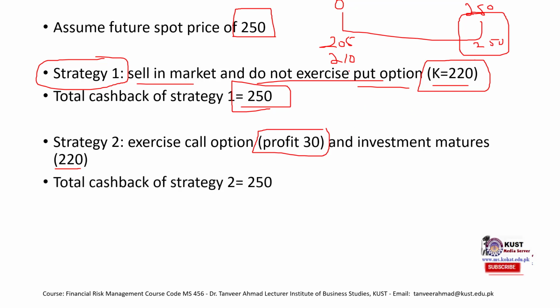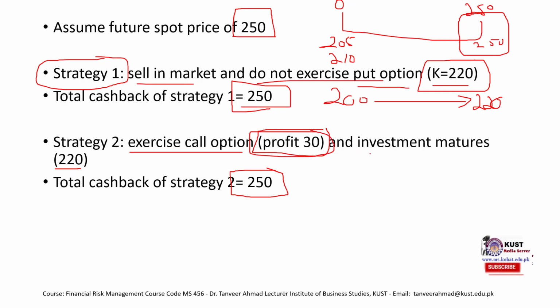And if you remember, we had invested 200 rupees in strategy 2 in a bank, risk free. So we would get 220, because the interest rate was 10%. So the future value of 200 at 10% is 220. So 220 plus the 30 profit of the call option, we get total cash back of 250. So in strategy 2, we exercised the call option and our profit from that call option was 30, and our investment matured and we got 220 rupees from the 200 rupees we invested in the bank account. So our total cash back is 250.